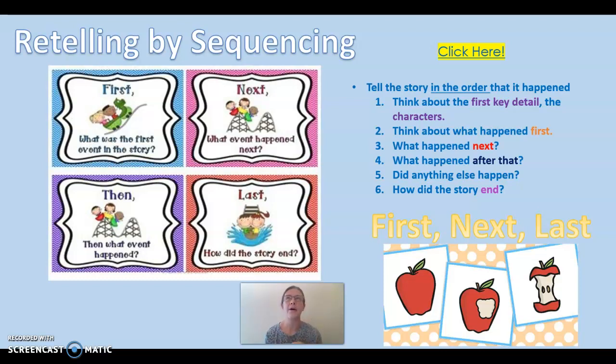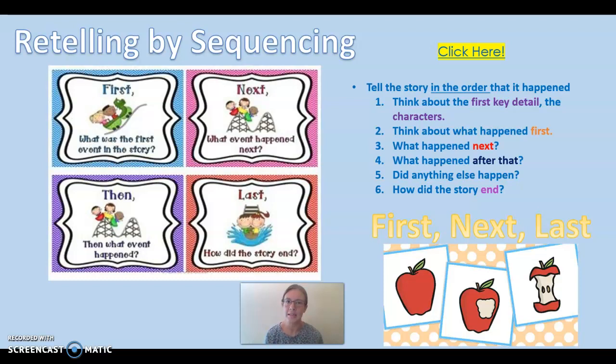First, we're going to think about the first key detail, which is the characters. Who is in the story? What are they about to do? Who are they? And then we're going to think about what happened first. What did those characters do first? What was the first event that happened? And then you're going to think about what happened next. What happened after that? What were the events in order from beginning to end? And then lastly, you're going to think what happened at the end?